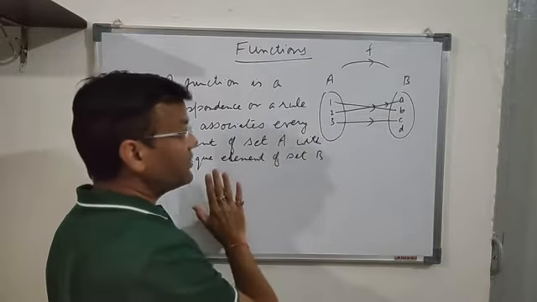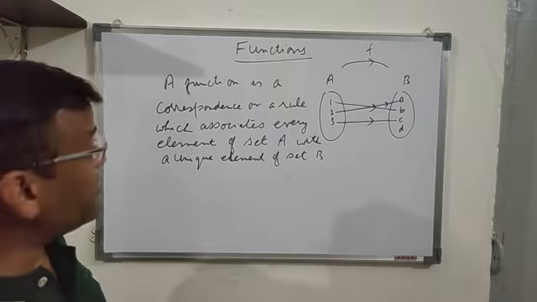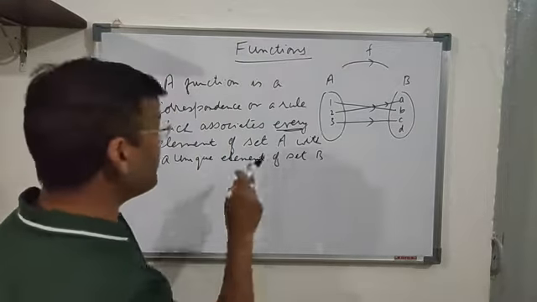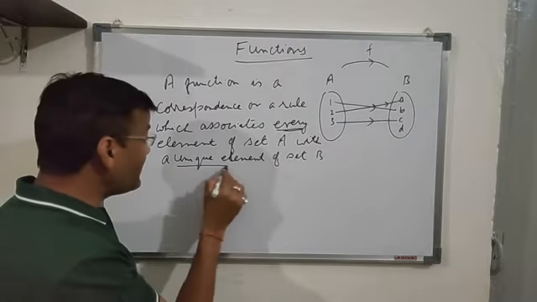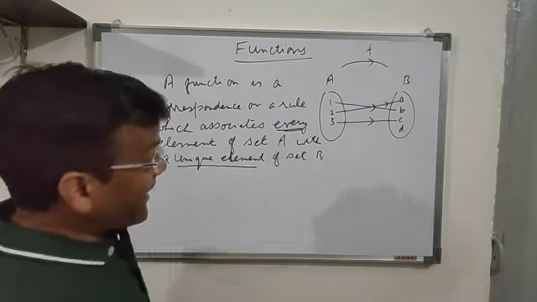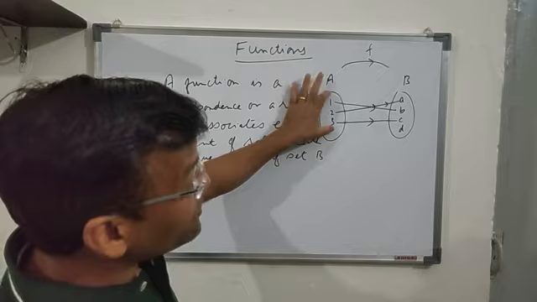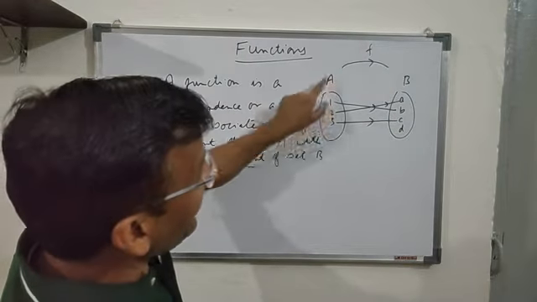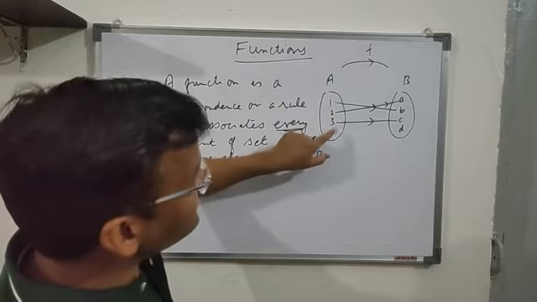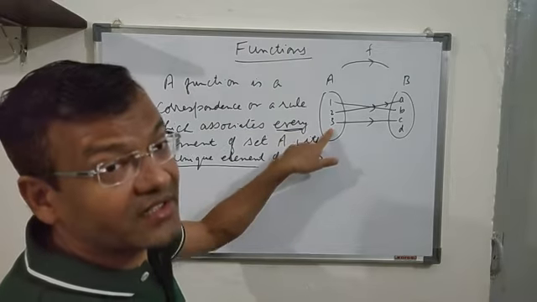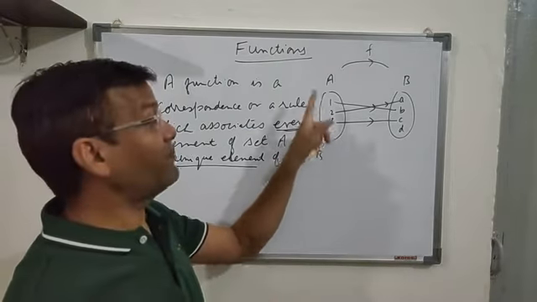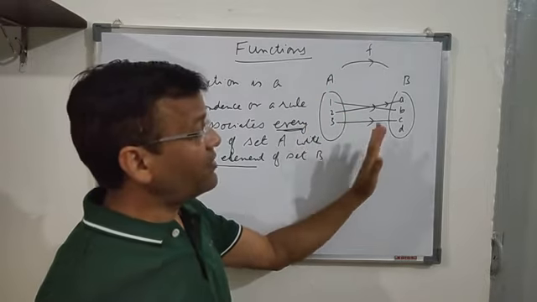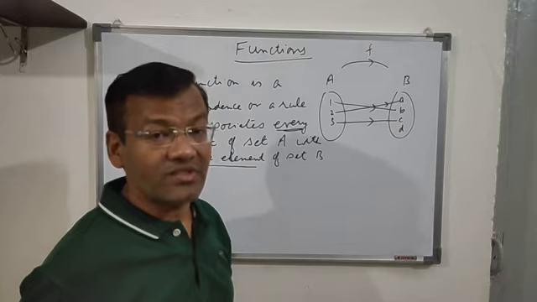So the definition says that it associates every element of set A with a unique element of set B. That means every element of the set A must be associated to some element of the set B. There cannot be a case where any element of the set A is left unassociated. That has to be remembered. Any element of the set A should not be there which is not associated to some element of the set B.